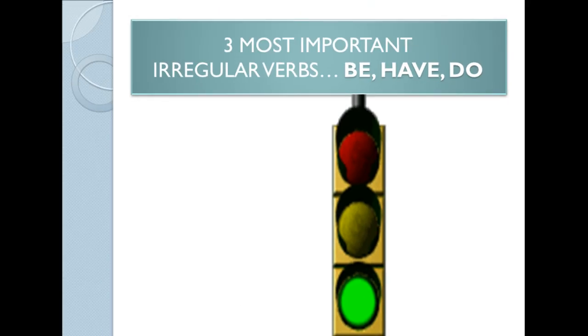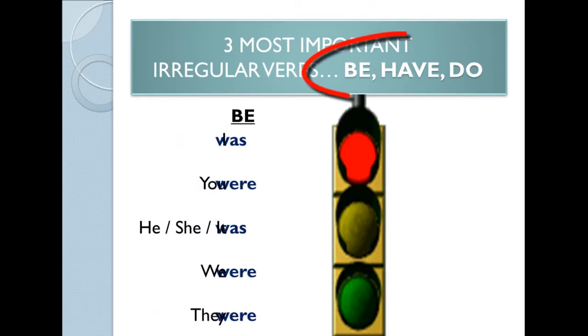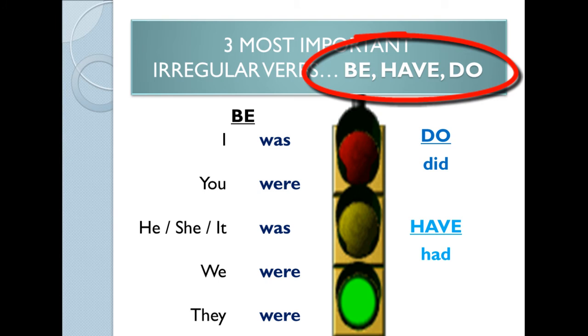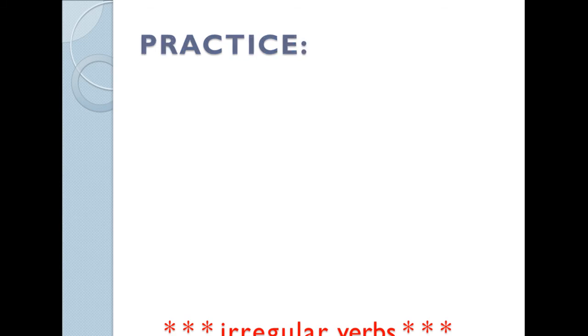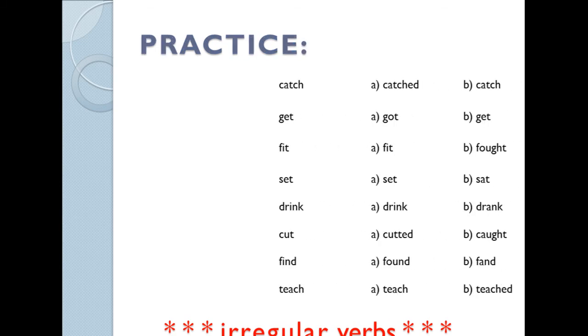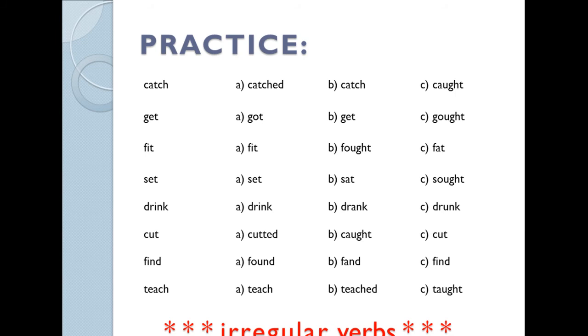The most important irregular verbs are be, have, and do. These are constantly being used in the English language, so please keep them in mind. Let's practice those irregular verbs. Here's another list of verbs. Pause the video and choose the correct form of the simple past.